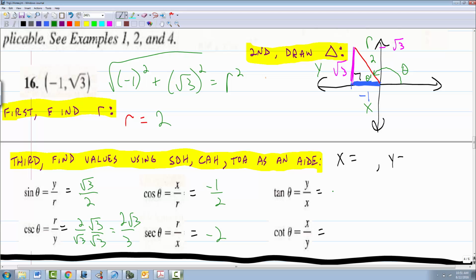Okay, now I'm going to make it difficult. What's tangent of the same angle measure? Square root of 3 over -1. I got no worries on that one. Now what's cotangent? -1 over square root 3.